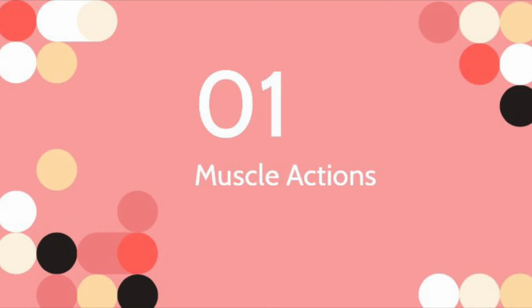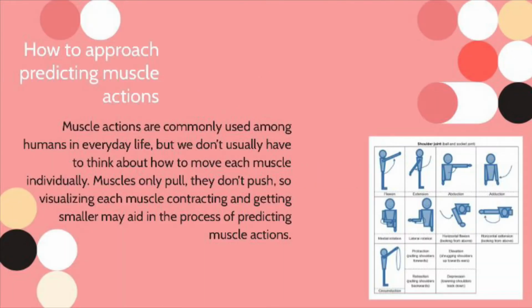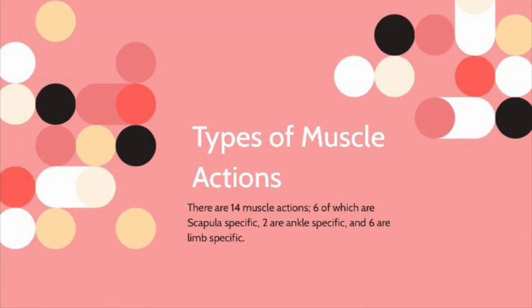First up, we have muscle actions. Muscle actions are commonly used among humans in everyday life, but we don't usually have to think about how to move each muscle individually. Muscles only pull, they don't push, so visualizing each muscle contracting and getting smaller may aid in the process of predicting muscle actions. There are 14 muscle actions, 6 of which are scapula-specific, 2 are ankle-specific, and 6 are limb-specific.